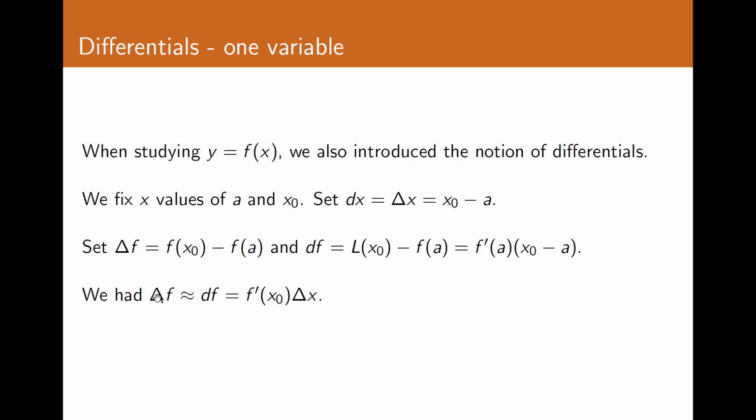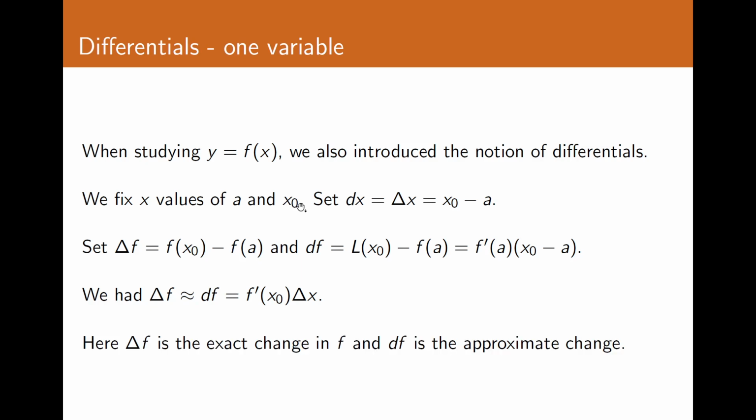In our examples back in the section when we studied differentials of one variable, we used that delta f is approximately df, which is f prime of a delta x. Sorry, this should be f prime of a delta x, the a coming from here, and this is something we can actually calculate. We probably can't calculate f prime of x0, so that should be an a; it's a typo. Again, delta f is the exact change, and df is the approximate change.